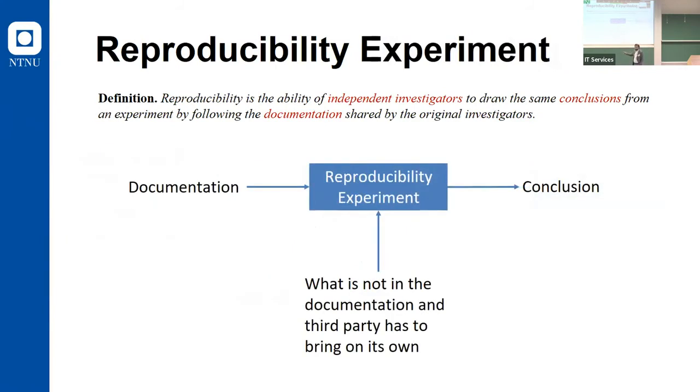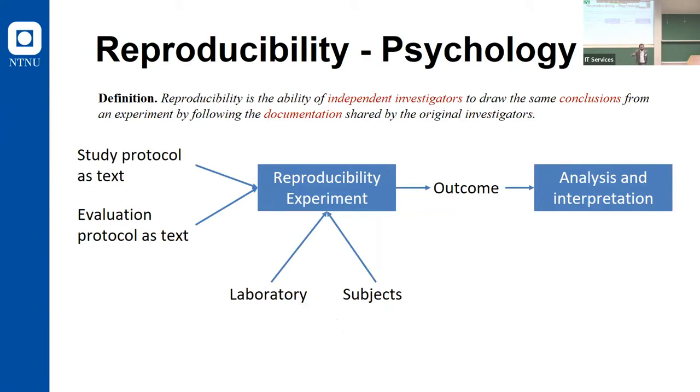So we can think about this reproducibility experiment in different sciences. First of all, psychology. I use psychology because they are not running everything on computers usually. They are working with humans, while I'm only working with computers. So they have a text that documents the study protocol, and an evaluation protocol that is also text, written by the original investigators. Then I, as a psychologist now, need my own laboratory and my own subjects, and I do what they wrote in their protocol to my subjects, and I get an outcome. Then I can do the same analysis and interpretation as they did, based on their written protocols or evaluation protocol. But I have to add quite a lot of myself when doing this reproducibility experiment.